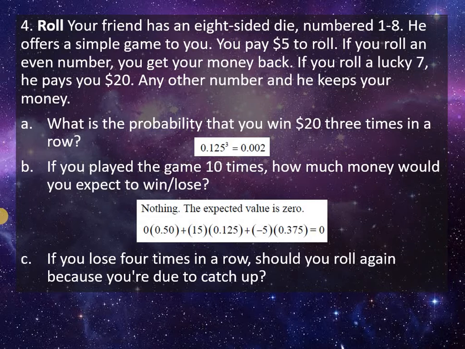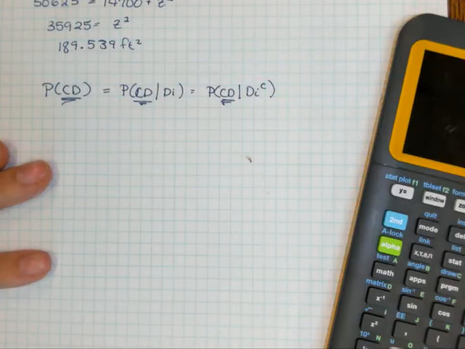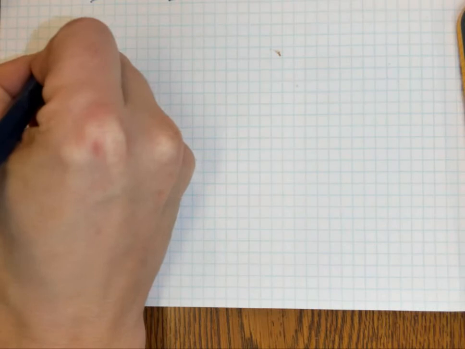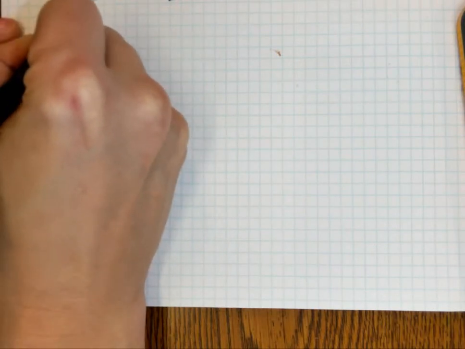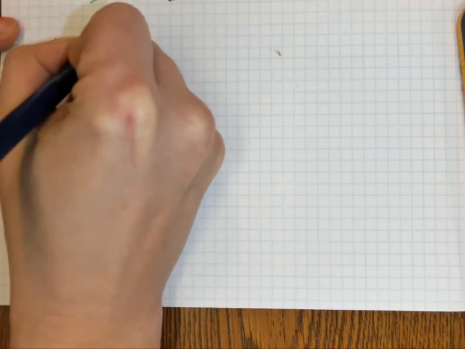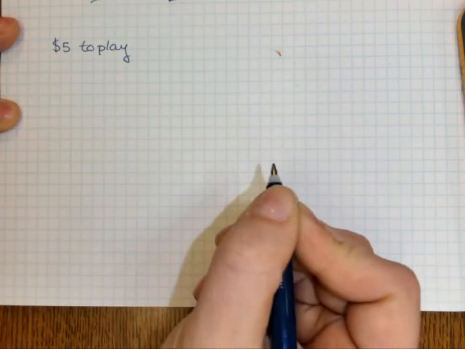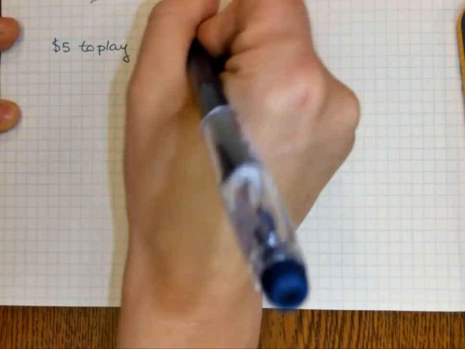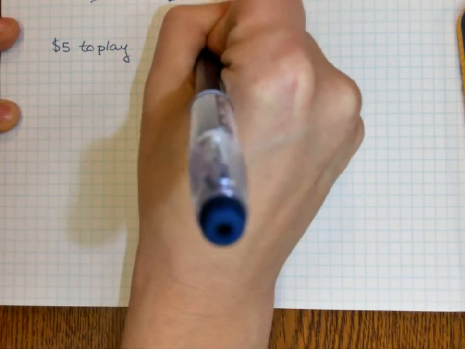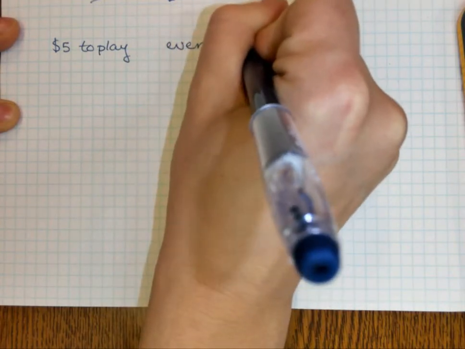Okay. So when we're talking about one of those problems, there it is. So we have a game, no matter what, it costs $5 to play. Okay? If you roll an even number, you get your money back.